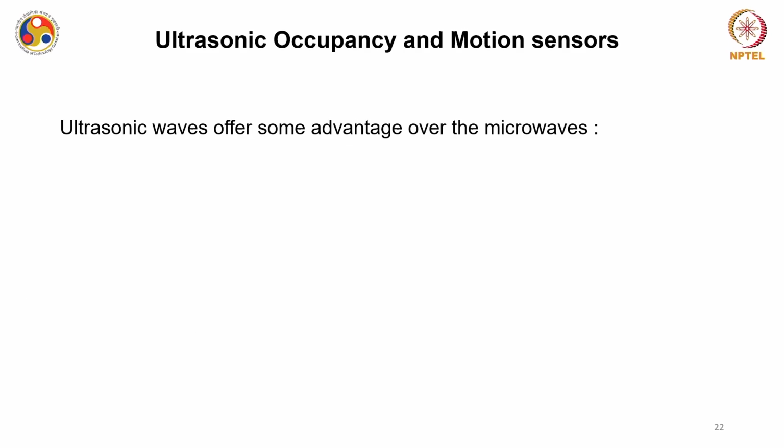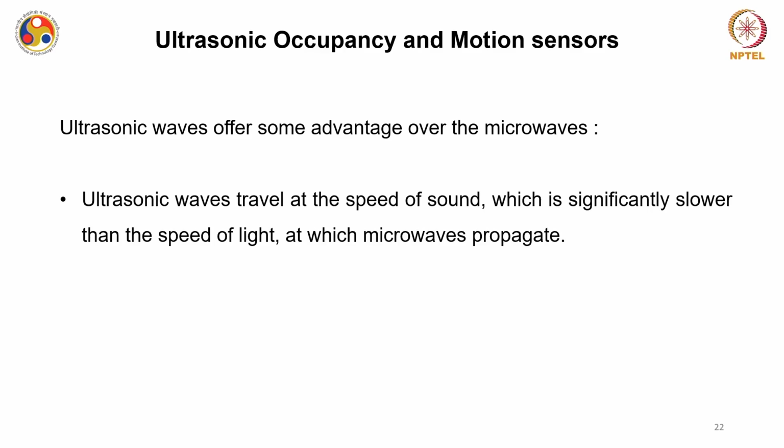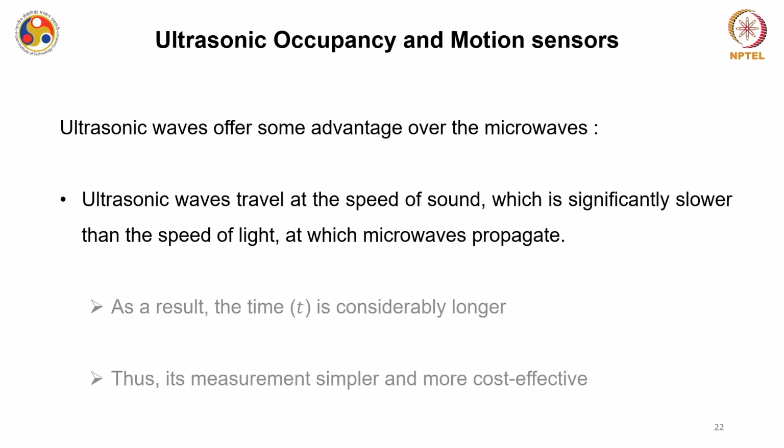So ultrasonic waves offer various advantages if you compare with the microwave, which is our discussion in the next topic. Since we are discussing the ultrasonic devices, they have certain advantages over the microwave to be utilized for these applications. Of course, we will see some limitations also of these devices, but ultrasonic waves travel at the speed of sound, which is significantly lower than the speed of light at which the microwave propagate.